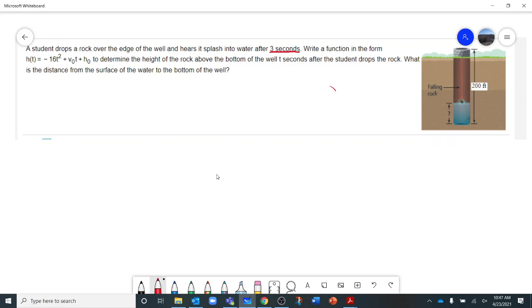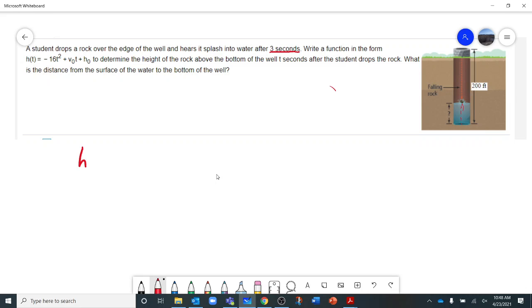Write a function in the form of h of t equals negative 16t squared plus v0t plus h0 to determine the height of the rock above the bottom of the well t seconds after the student drops the rock. So we want a function first. And then what is the distance from the surface of the water to the bottom of the well? So we basically want to know how deep is the water. But for the first part, we just want the function.